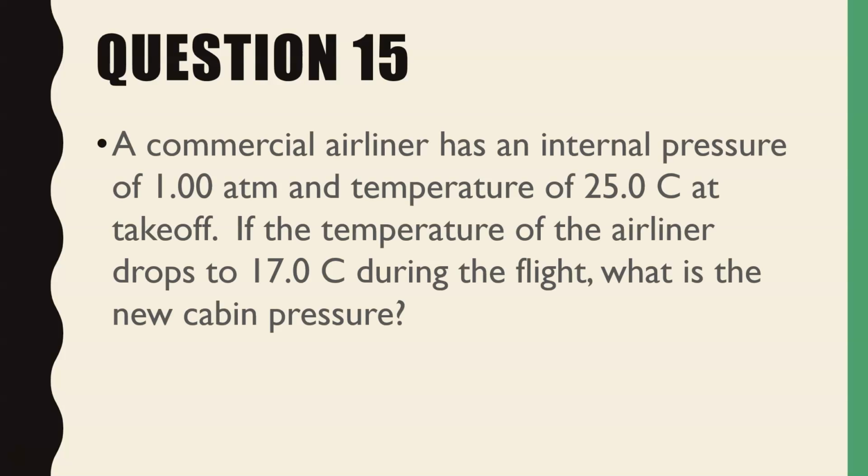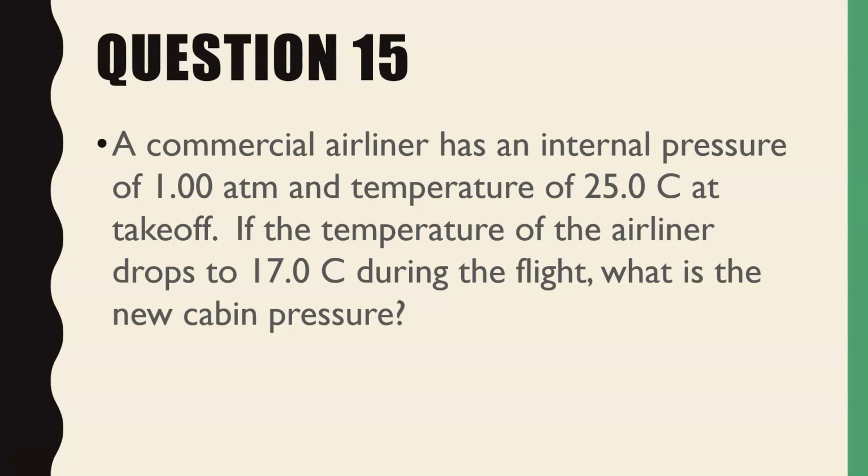We are told that a commercial airliner has an internal pressure of 1 atmosphere and a temperature of 25 degrees Celsius at takeoff. If the temperature of the airliner drops to 17 degrees Celsius during flight, what is the new cabin pressure? Pause this video one last time and come back when you have the answer.